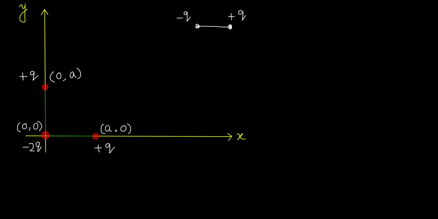Here the minus 2q charge can be thought of as comprising two charges, minus q and minus q. So this minus 2q charge is made up of two charges, minus q and minus q. One minus q charge can be taken with this plus q charge, and this will be one dipole, and another minus q charge and the other plus q charge can be taken together and they will form another dipole.